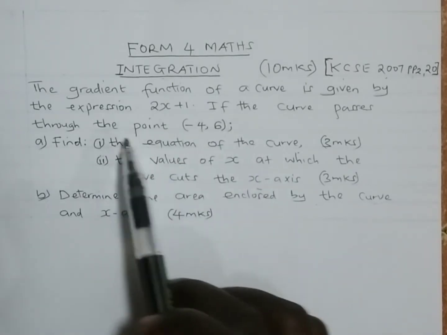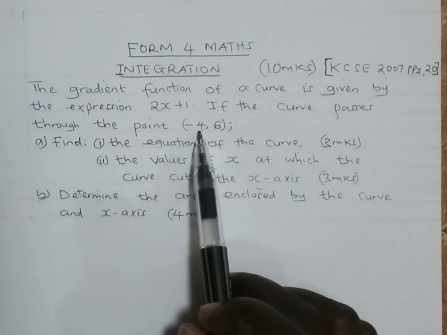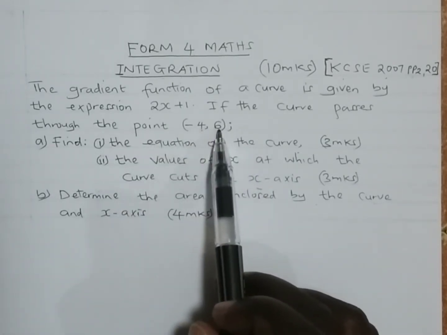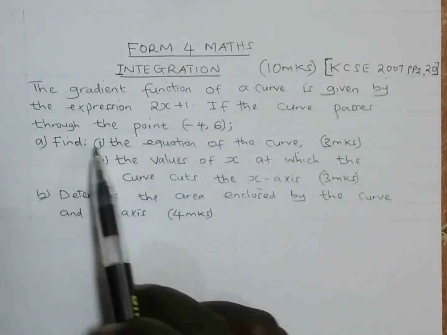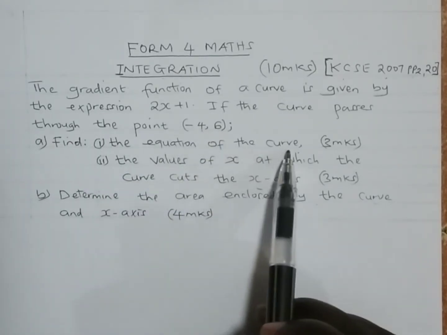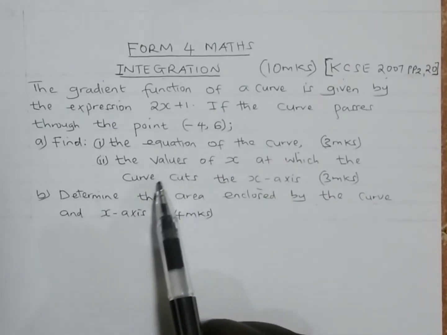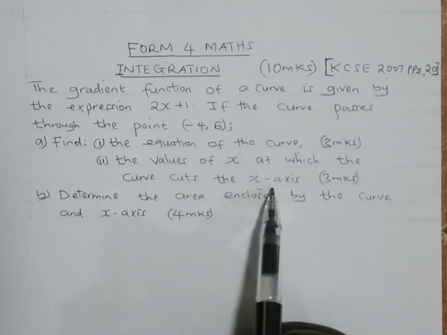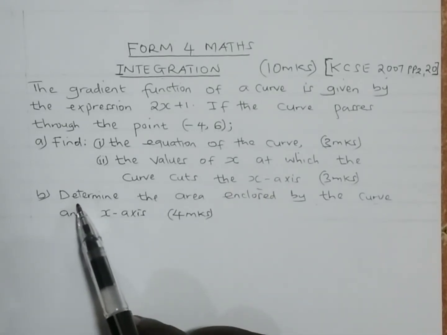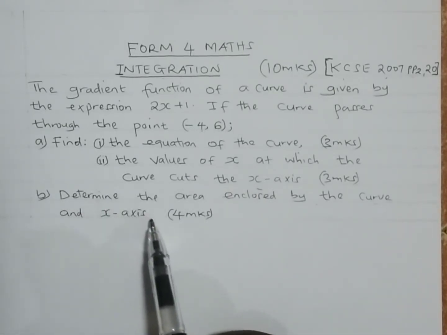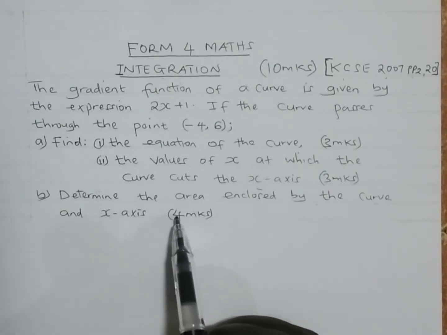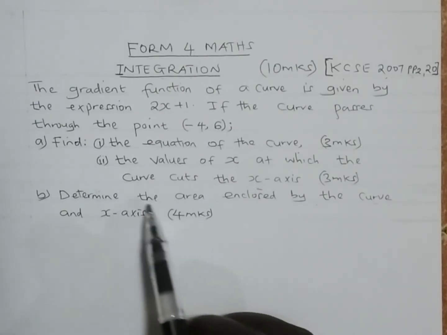If the curve passes through the point -4, 6, find the equation of the curve, 3 marks, the values of x at which the curve cuts the x-axis, and part B, determine the area enclosed by the curve and the x-axis for us to get 4 marks.